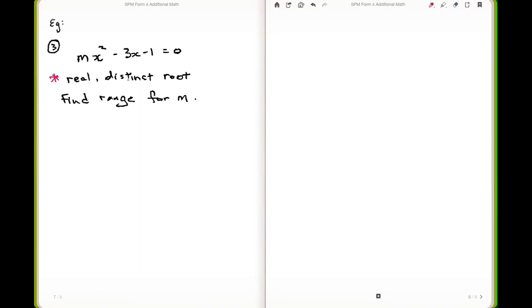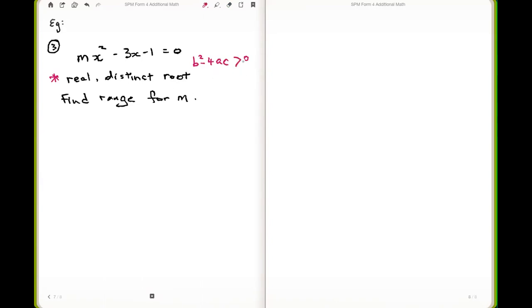Towards the brim of it, whereby b squared minus 4ac, when it's real, is greater than or equal to 0. But since this is a distinct root, it is not equal to 0. It's only greater than 0. It's important.